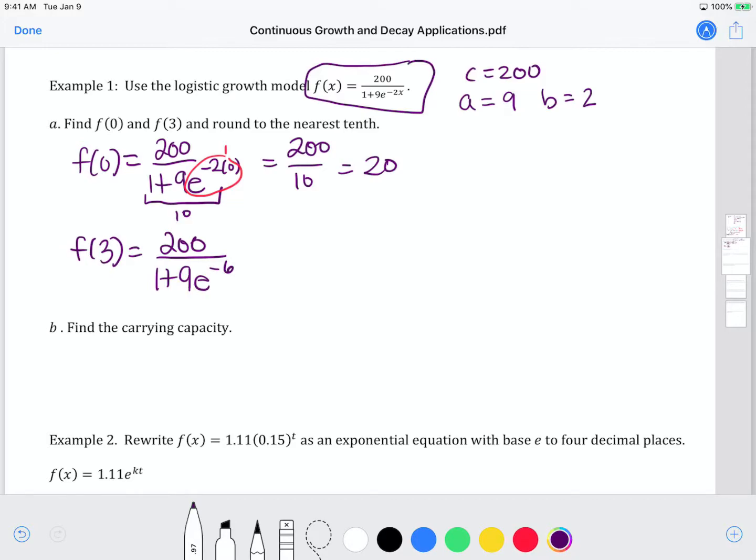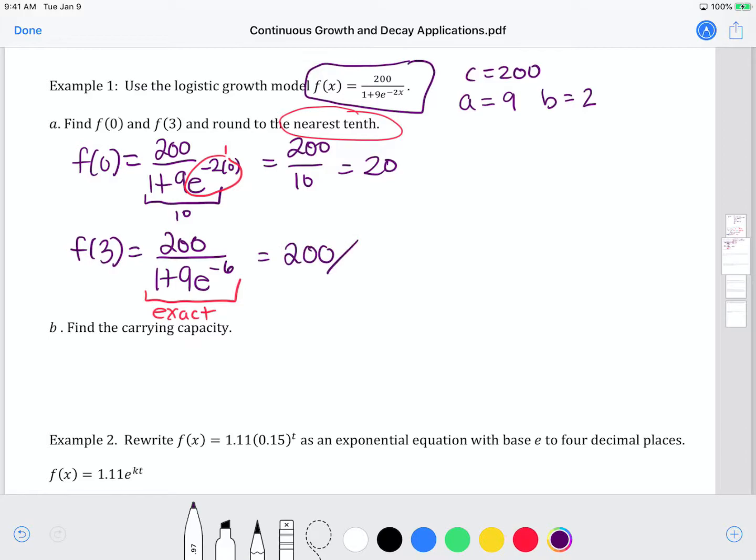When I plug in 3 for x, I get negative 2 times 3, which gives me negative 6 in the exponent. Now this is considered our exact value. The question is asking us to put it in as a decimal to the nearest tenth. So if I want an approximate value, I have to put this in on my calculator and get a decimal value. And make sure when you put this in on your calculator that you put it in like this.